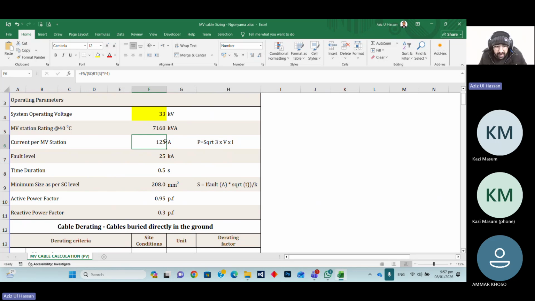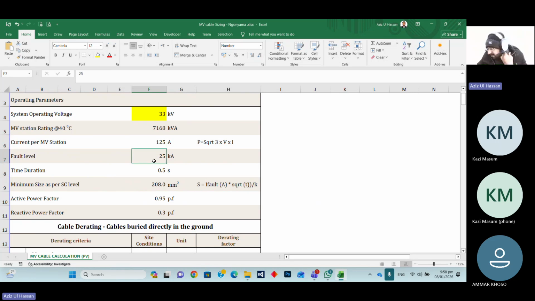You should see that when we compare to the LV cable, the LV current is too much lower. In the previous day, we sized the cables at 254, 300 amperes in case of LV. Now, in case of MV, the voltage is higher, so the current is lower. So we have calculated this current.